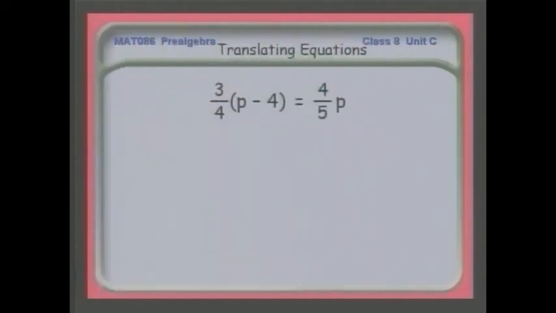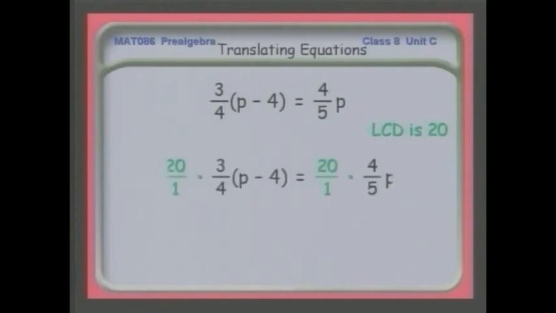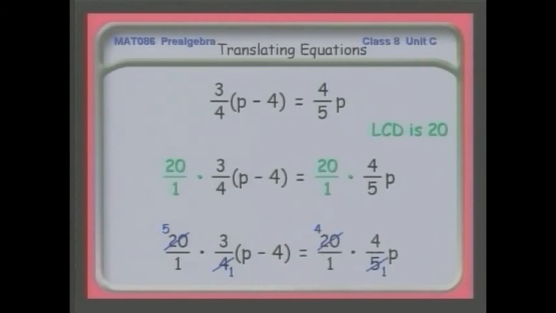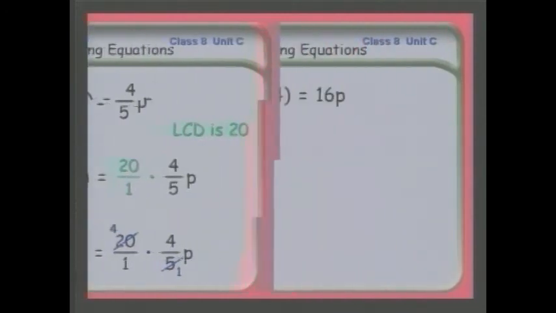We'll write this out, and now let's look for a common denominator between 4 and 5. The least common denominator is 20. We'll multiply both sides of that equation by 20. We have 20 on the top in the numerator, 4 in the denominator. There's a common factor of 4 there. I can divide that 4 out, which leaves me with a 5 times 3 as the factor on the left. Doing the same thing, 20 divided by 5 is 4, and now 4 times 4 is 16.